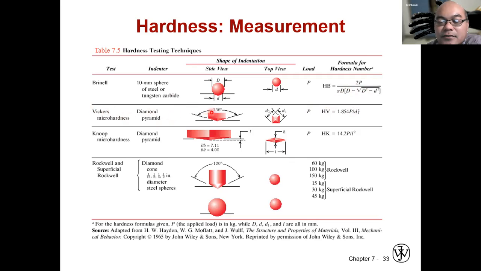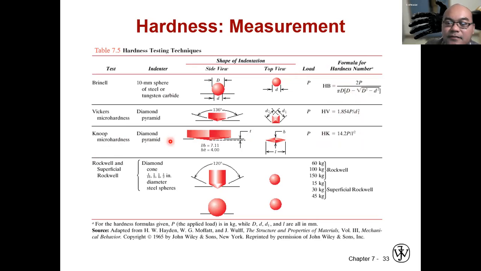Vickers microhardness uses a diamond pyramid like this, with a tip angle of 136 degrees. From the cross section, it looks like a pyramid, with D1 and D2 as parameters of the indentation from the top view. If we apply a load P, then the Vickers microhardness can be calculated as HV equals 1.854 times P divided by D squared.